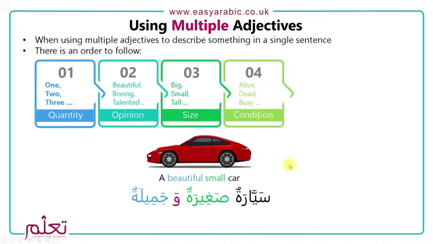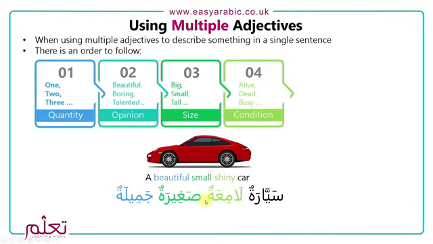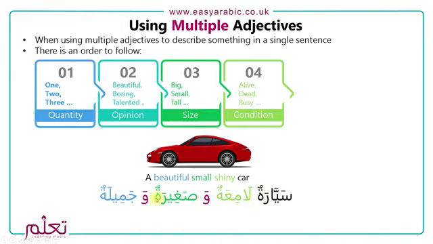The next condition we have is, so here, a beautiful small shiny car. Okay, so if I was to write that, the word for shiny is لامعة. So if we write it, it'll be سيارة لامعة صغيرة جميلة. And again, we should add the vowels in. So it's سيارة لامعة وصغيرة وجميلة. Yeah, you add the wow after the first, before the second adjective. So سيارة لامعة وصغيرة وجميلة.